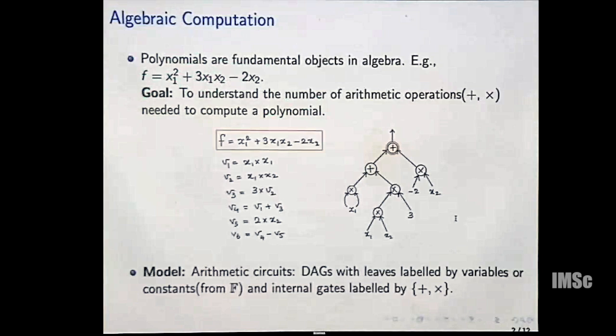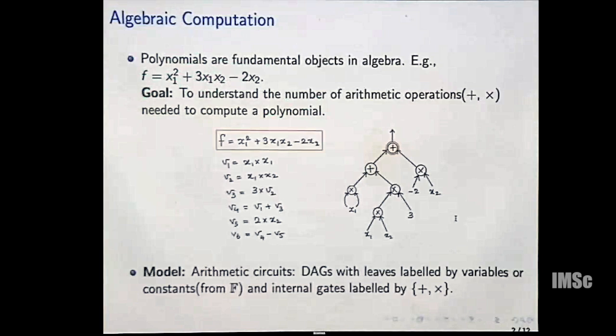So bottom up, if you look at it, this gate computes x1 x2, this gate computes the sum of its children and so on. A gate labeled by plus computes the sum of its children, a gate labeled by product computes the product of its children. One of these internal vertices, which we'll call gates, is labeled as the output. And that is the one that computes this polynomial, x1 square plus 3x1 x2 minus 2x2. Okay, so is this model clear? The constants here come from some field depending on your polynomial. Is that okay?